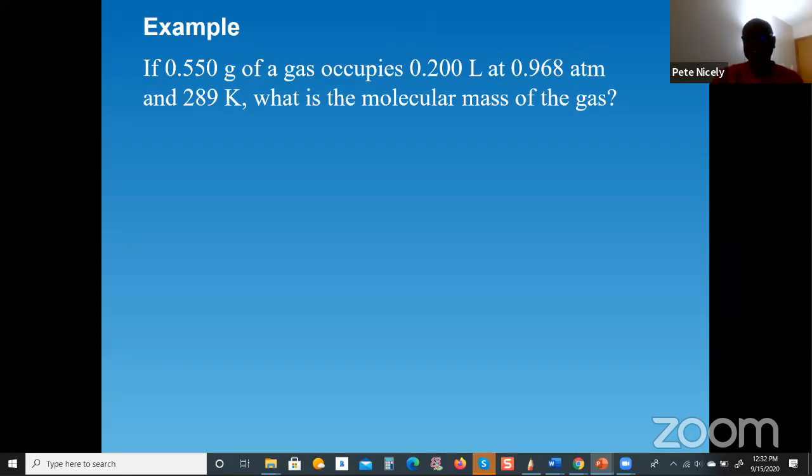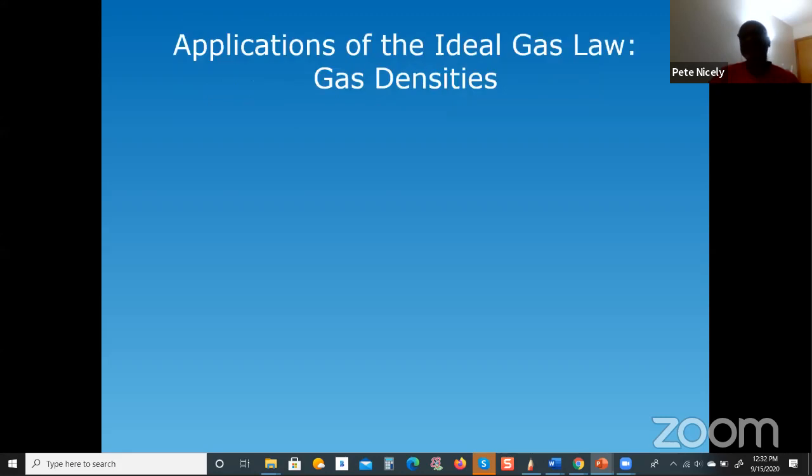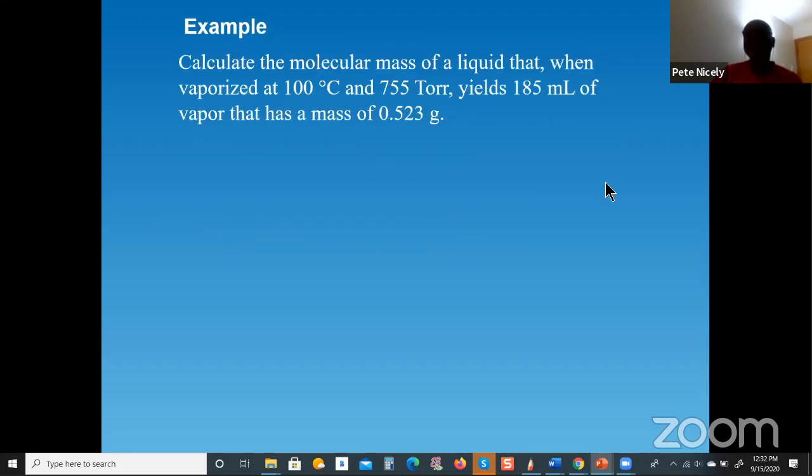And if I recall, I told you guys to look at this question where you're to calculate the molar mass or the molecular mass of a liquid that when vaporized at 100 degrees Celsius and 755 torr yields 185 mL of a vapor that has a mass of 0.523 grams, all right? So that's the example we're going to start off with right now.